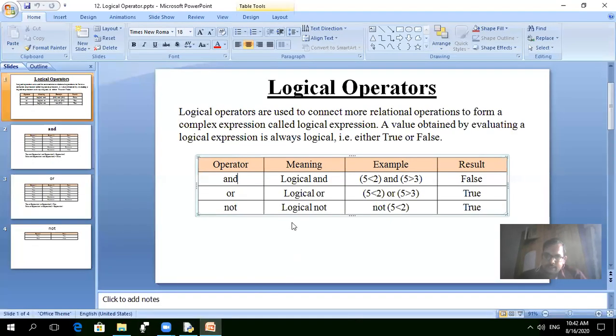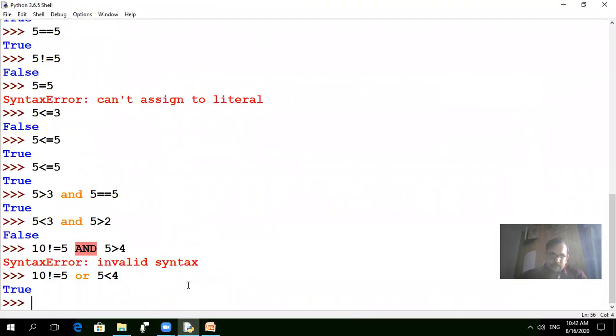Now the last case, that is called logical not. Logical not. See, NOT is an operator. It will work on a single expression or a single operand. 5 less than 2, what is the output we will get according to this? First you perform this one, 5 less than 2. What is the answer according to this?